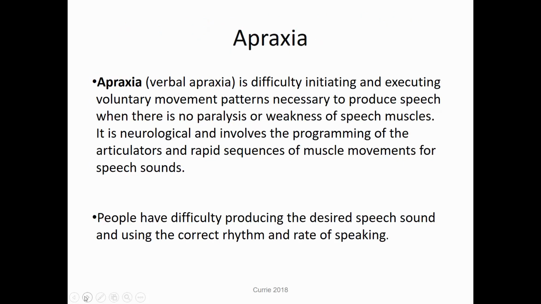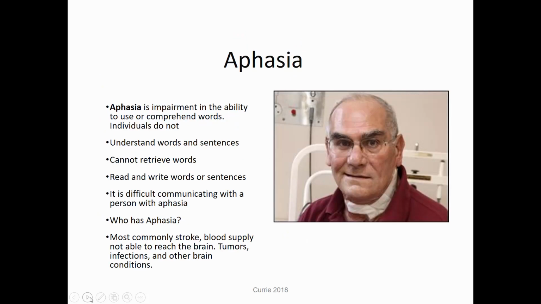So just some definitions here. Apraxia is basically difficulty initiating and executing the voluntary movement patterns necessary to produce speech. So there's no paralysis or weakness. It's actually neurological, and it involves the brain's programming of the upper articulators. People who have difficulty producing the desired speech sound and using the correct rhythm and rate of speaking, that's considered apraxia. And then aphasia is slightly different.